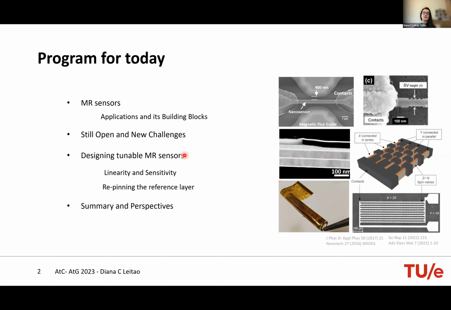Then I will introduce a bit of our work and suggestions into designing tunable sensors, focusing on strategies for how to change linearity and of course sensitivity, and then how to locally change the reference orientation, which allows us to detect multiple vectorial components of the magnetic field. In the end, again, I will bring everything together and talk a little bit about some perspectives from my personal point of view for this field.